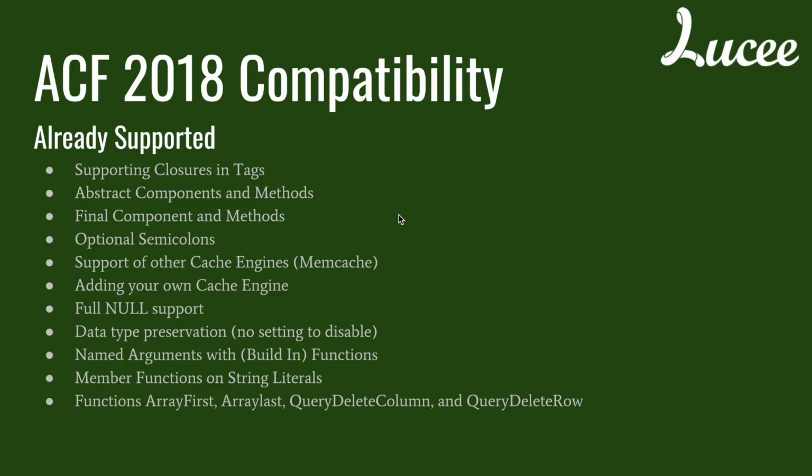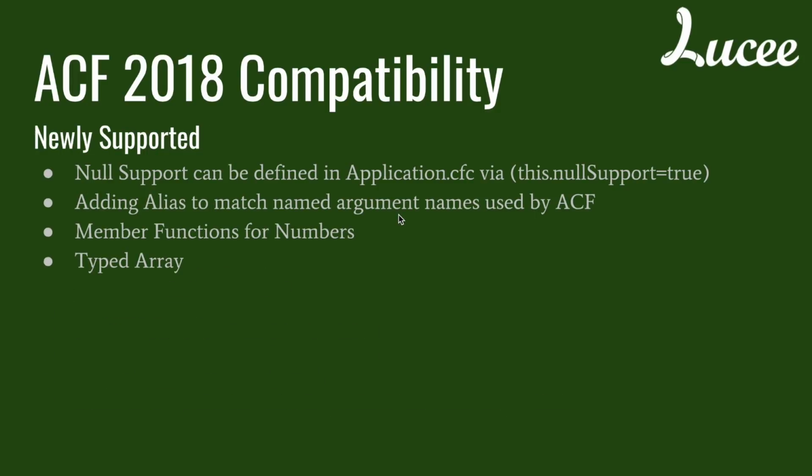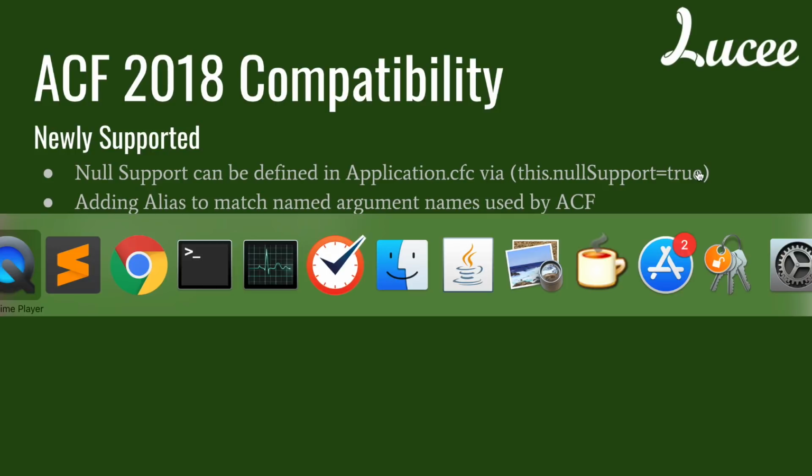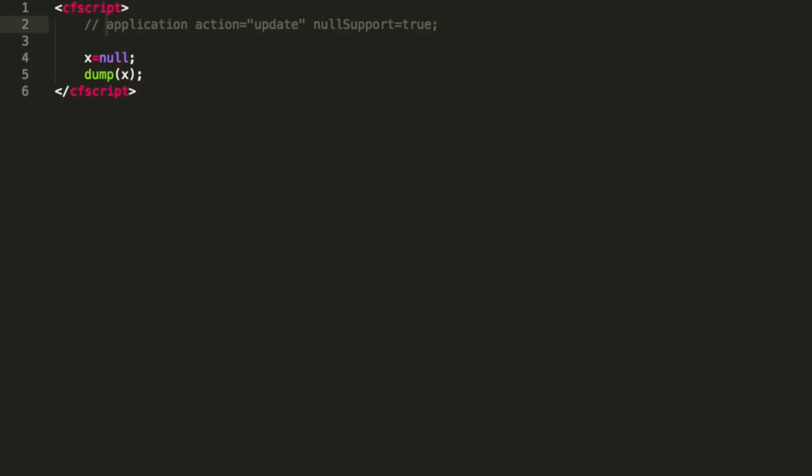But of course there are also some features we don't support, and we already added them to Lucee 5.3. First is that the null support feature in Lucee was a compiler option, so you could only set that in the administrator, but not in the application CFC. But because ACF supported it in the application CFC, we of course had to improve Lucee to match that. Now you can use in Lucee this null support true to enable or disable that feature.